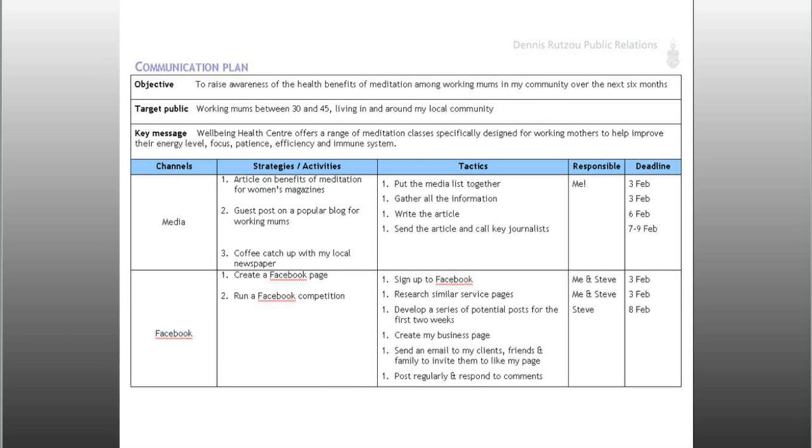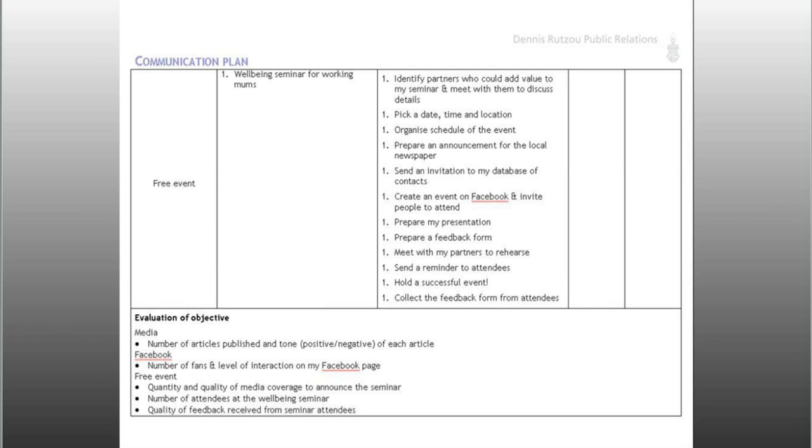Another channel I might like to use is organizing a free event. And my activity is a well-being seminar for working moms. And I've decided I would try to find a partner to organize this seminar to really add value to it, and so that I can reach out to a broader audience. My steps or tactics are: one, to identify the partners who could add value to my seminar and meet with them and discuss the details. Then we need to pick a date, a time and a location. And we need to organize our schedule for the event.